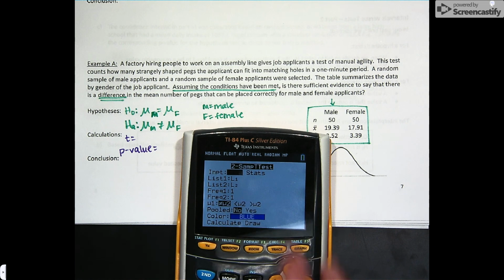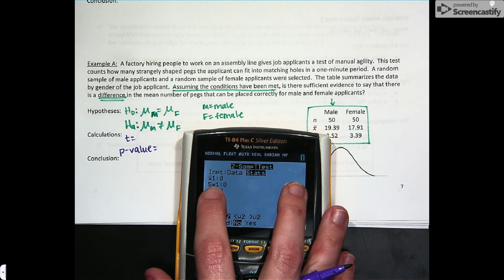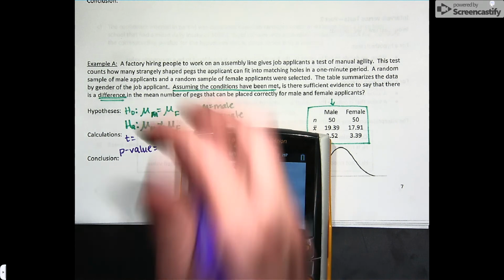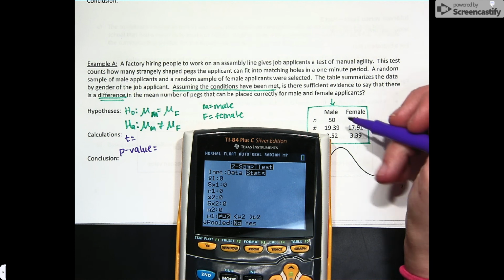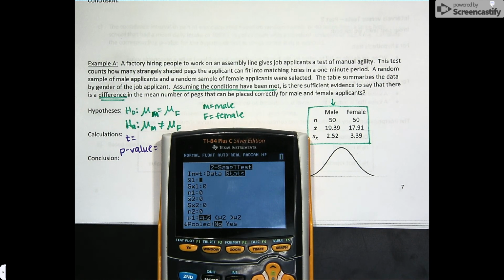This time I don't have data, I have the stats. So this is what I was talking about. Notice how they say X bar 1, standard deviation for 1, and sample size for 1. Which one you type in first matters. Since I put males first in my hypotheses, I have to type in the males first. Okay, so that does matter, so be careful with that.